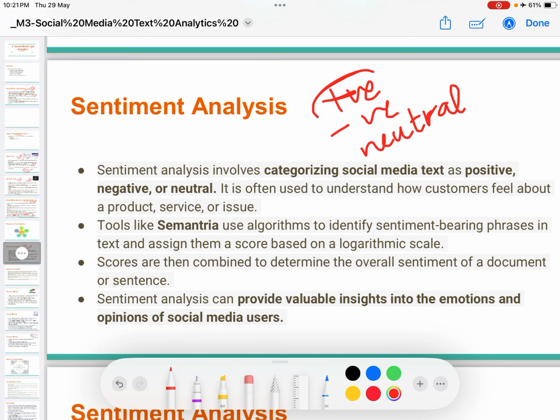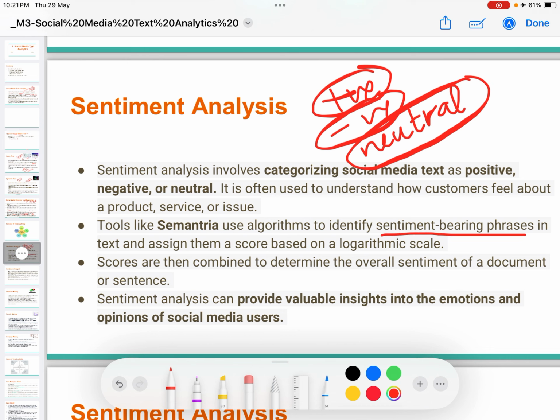Whether they liked the product, if they liked it, it will be positive; whether they disliked it, it will be negative; whether they found the product to be like all other products and don't have any special reviews about it, then it is a neutral effect. Tools like Semantria use algorithms to identify sentiment bearing phrases in text and assign them a score based on a logarithmic scale. So suppose someone has written very good product, so very good is a sentiment bearing phrase for a positive review.